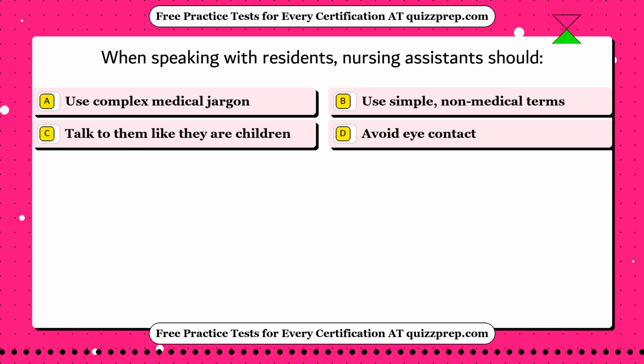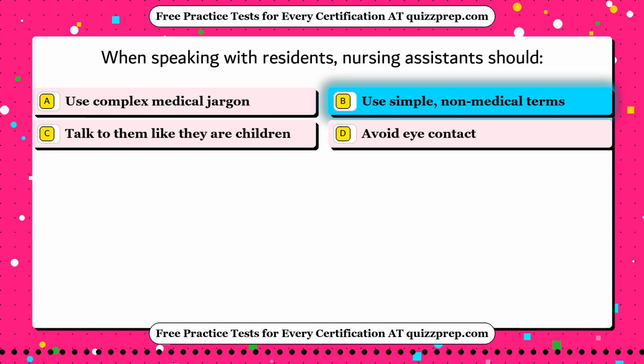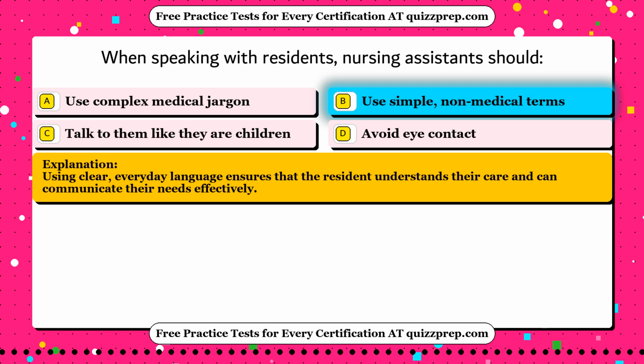Question 26. When speaking with residents, nursing assistants should: Option A, use complex medical jargon. Option B, use simple, non-medical terms. Option C, talk to them like they are children. Option D, avoid eye contact. The correct answer is Option B, use simple, non-medical terms. Using clear, everyday language ensures that the resident understands their care and can communicate their needs effectively.